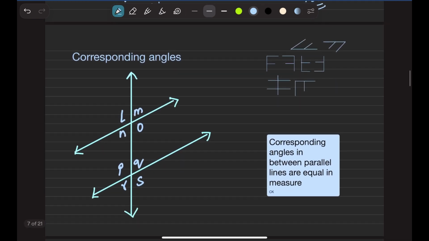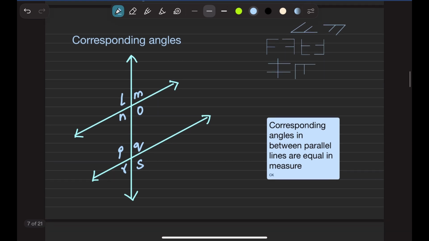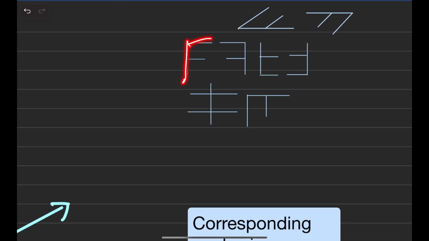The next one, which is very common, is corresponding angles. Corresponding angles, look at the pattern now. We form the pattern F. Now in F also it's very tricky as to what you are going to look at.